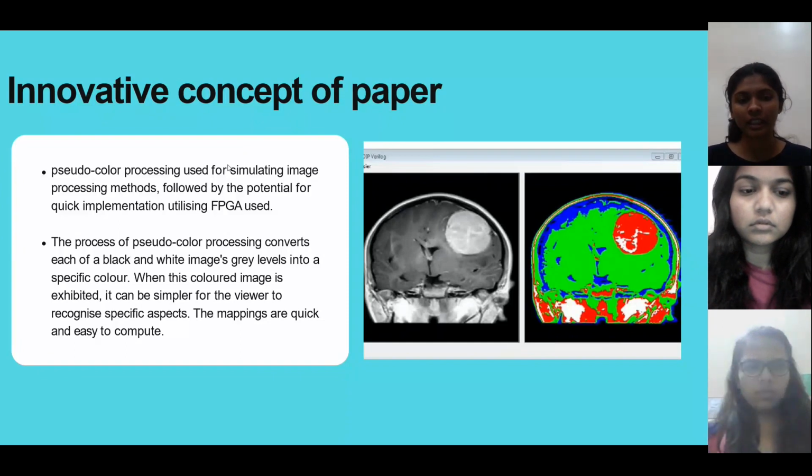When these color images are exhibited, it can be simpler for the viewer to recognize a specific aspect, as these images are not clearly visible to human eyes. The mapping is quick and easy to complete. Next slide.